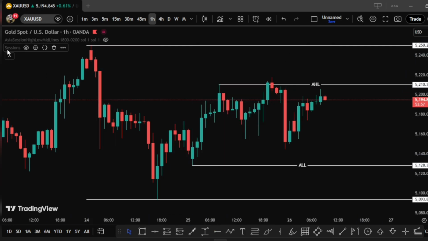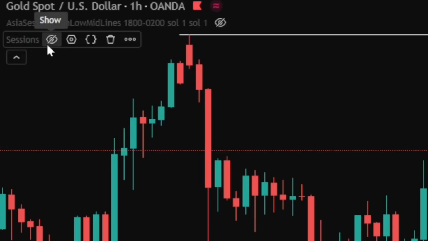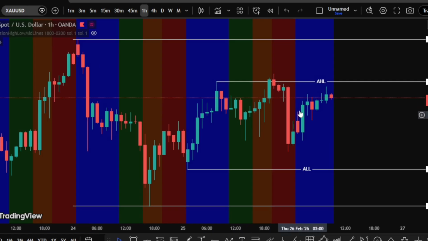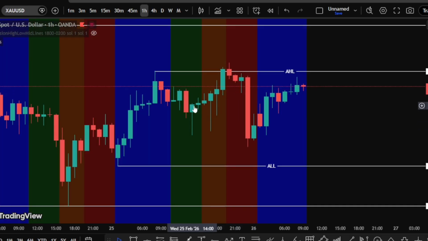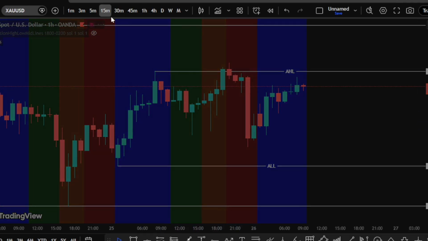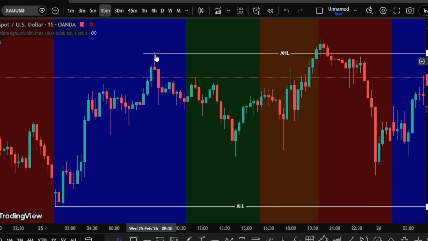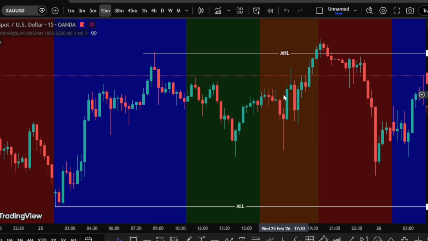Then you see this session indicator. I put it on the chart and I look for the London session. Let me go to a lower time frame, like 15 minutes, so that you can see well. This blue here is for the Asian session, and this green is for the London session, and this one is for New York session. So what I do here, I mark the London high here.